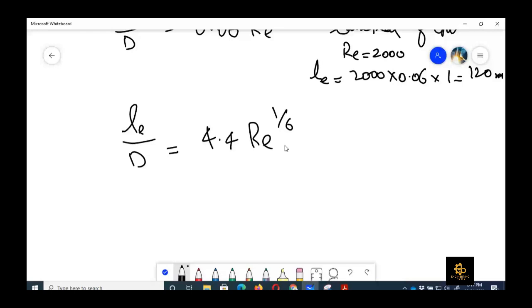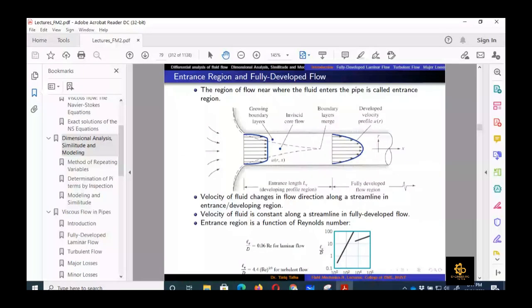That can also be seen here. This is the plot of LE upon D against the Reynolds number. In the laminar region, you can see a linear slope of one. It means that there is a linear relation between Reynolds number and LE upon D. But here you can see a second curve whose slope is quite less compared to the first slope. So that is for the turbulent flow, right?